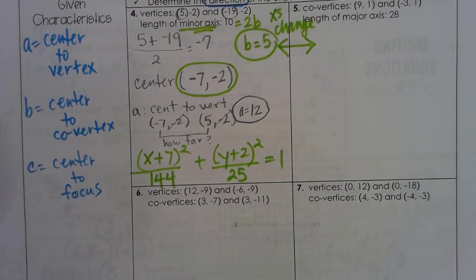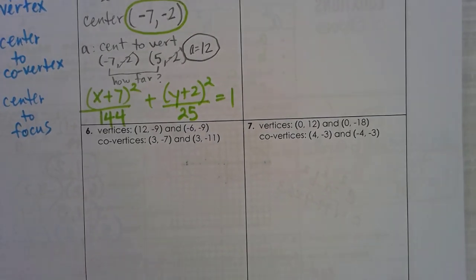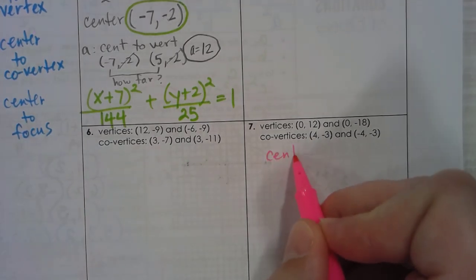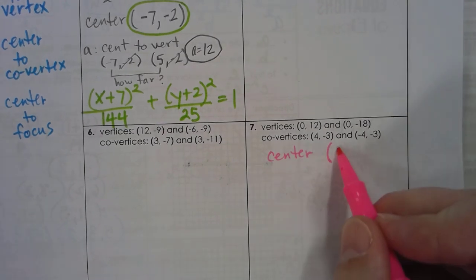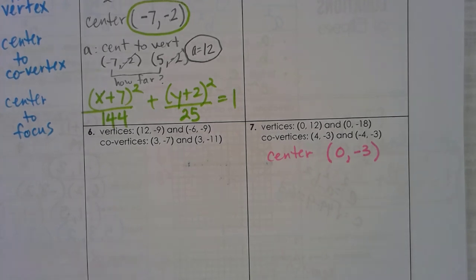Okay, let's look at number 7. They give us vertices and they give us co-vertices. So the center is in the middle between those. I'm going to give you a hint. Well, how do I know this without doing any work? How do I know that the center is 0, -3? Where's the 0 come from?